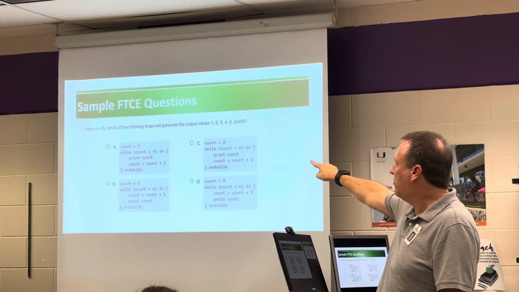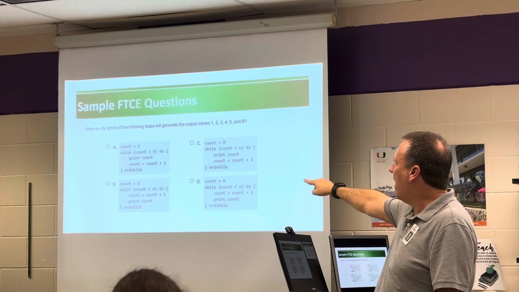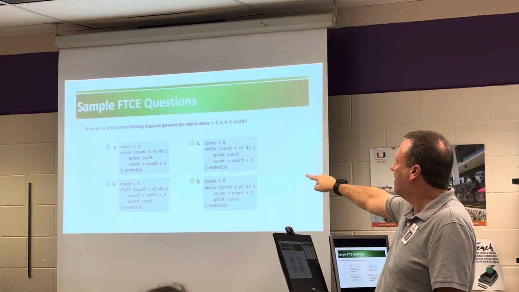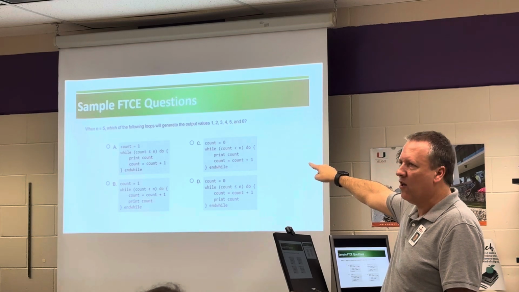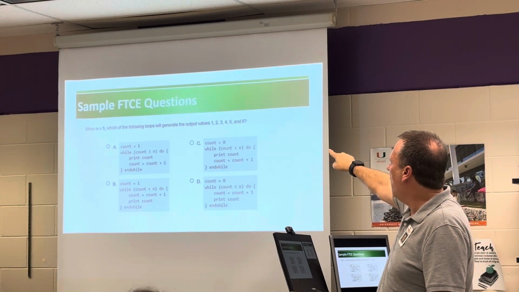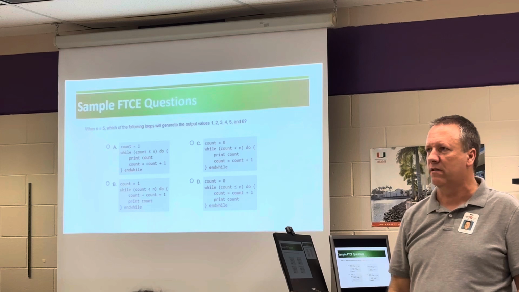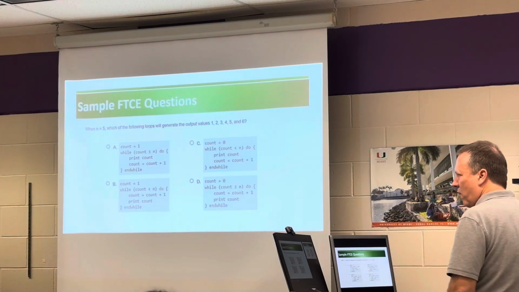And then count equals count plus 1. Now count is 2. Is 2 less than 5? Yep. Is 3 less than 5? Yep. 4 is less than 5. Is 5 less than 5? No, so it doesn't print out 5. But then, when count gets to 6, it's not going to print out 6. So it's only going to print out 1, 2, 3, 4. So A is not correct. See how that works?